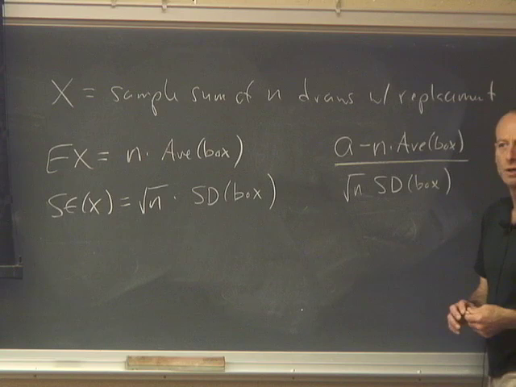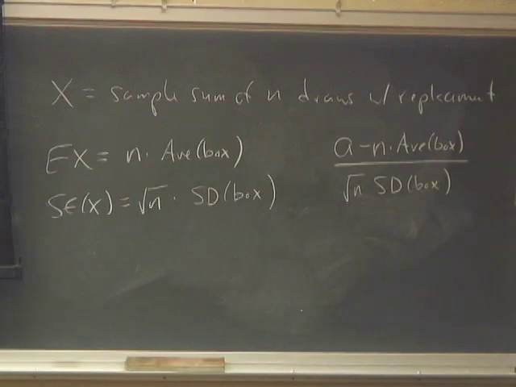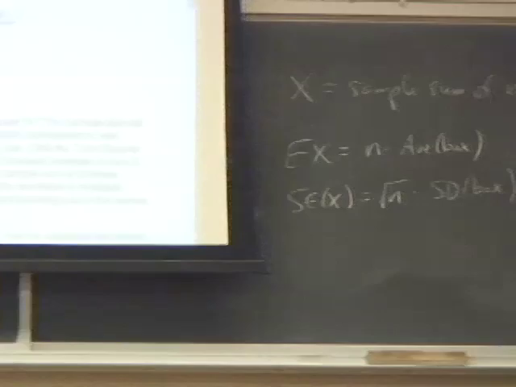Okay, so if we convert them to standard units and then look at the area under the normal curve for that range, that will be an approximation to the area under the probability histogram for the random variable itself. So that's kind of what was going on in this picture. There's a couple of things that are missing that I want to talk about.